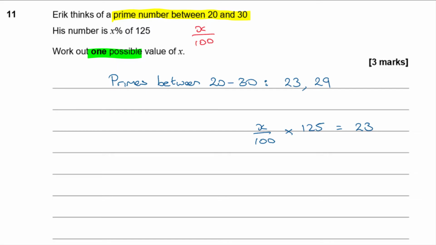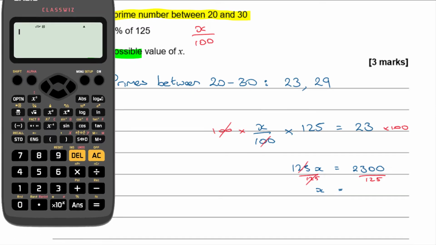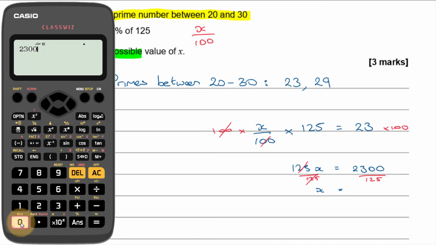Okay, so let's try and isolate x. Let's multiply both sides by 100 to start with. That leaves me with x times 125, or 125x, is equal to 2300. Then x is going to be 2300 divided by 125, isn't it? If I divide both sides by 125, that's going to cancel. And what is 2300 divided by 125? That's 18.4. So x is 18.4.